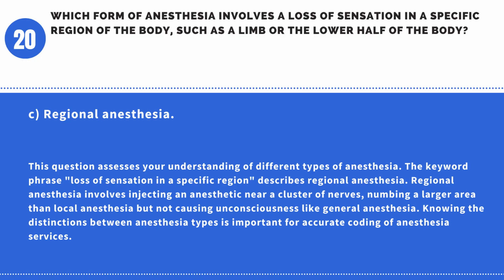The keyword phrase loss of sensation in a specific region describes regional anesthesia. Regional anesthesia involves injecting an anesthetic near a cluster of nerves, numbing a larger area than local anesthesia but not causing unconsciousness like general anesthesia. Knowing the distinctions between anesthesia types is important for accurate coding of anesthesia services.